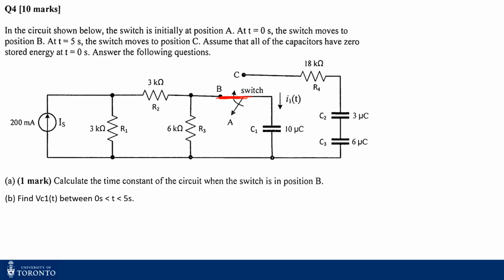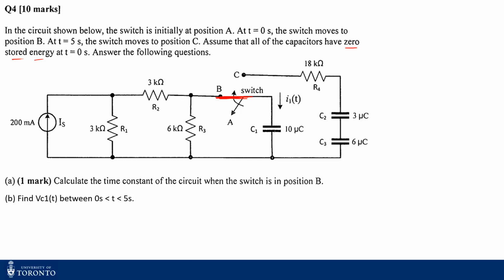Because initially you can assume that the capacitor was zero, because they already mentioned that it has zero stored energy. That means initially the voltage of the capacitor was 0 volts. Now when you turn the switch to position B, it will be charging up, and once it's fully charged, it will be an open circuit, right? So now you have to find out the time constant.